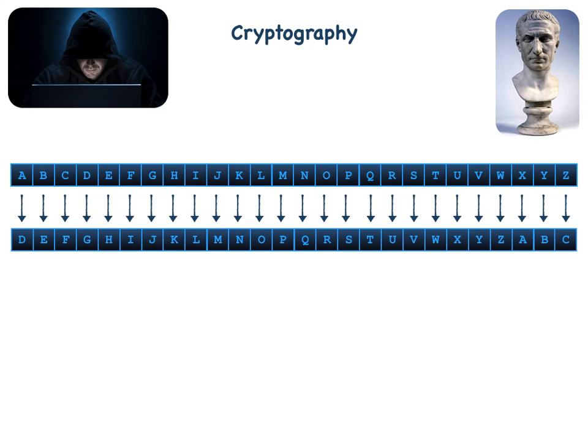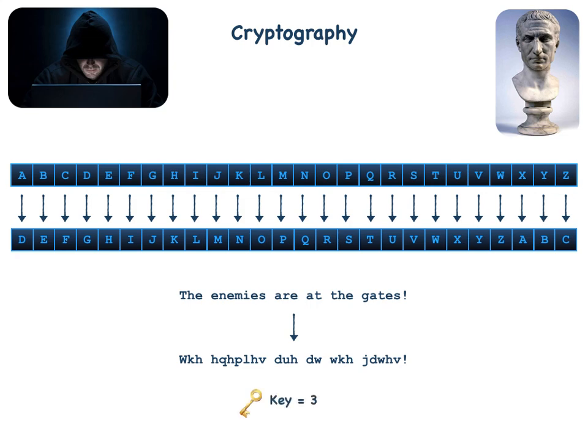So, for example, if he wanted to send a message to one of his allies saying the enemies are at the gates, it would get converted to this message. T would get changed to W, H would get changed to K, and so on and so forth. In this example, the key value was 3, because 3 was the amount each letter got shifted and the amount that we have to shift the letter back to decrypt the code. In general, however, the key can be any number between 1 and 25, since there are 26 letters in the alphabet.